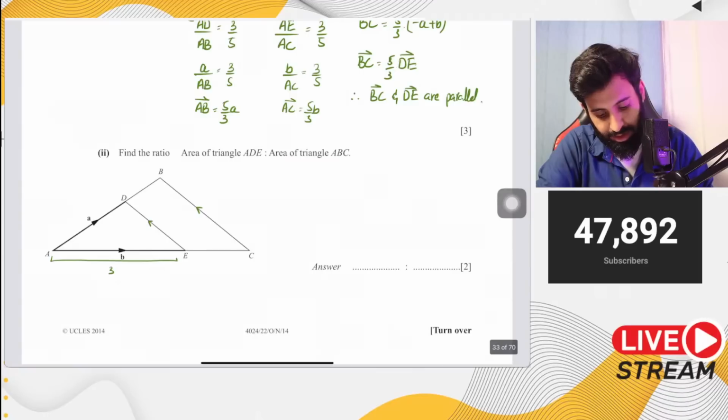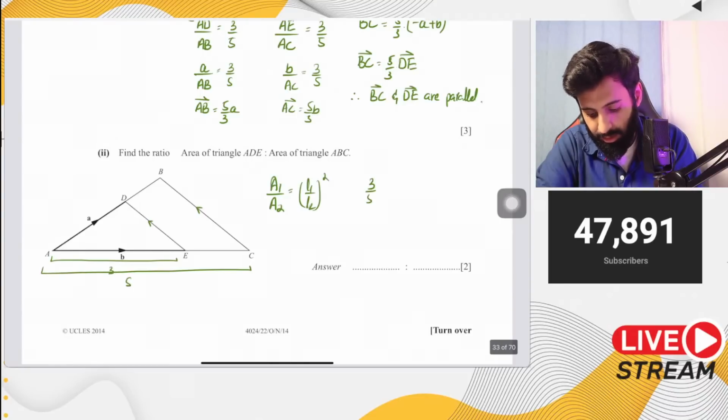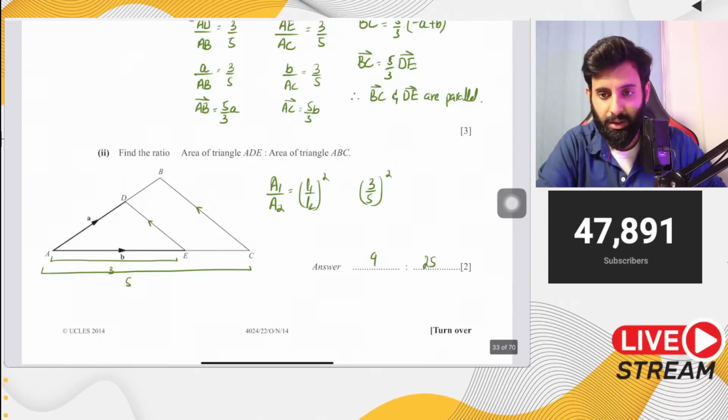ABC means the larger triangle, which is how many parts? Which is 5 parts. Now because they're similar, this is what we're going to use: A1/A2 equals (L1/L2) the whole thing squared. So that means (3/5) the whole thing squared, which is equal to 9:25. And there you go. That's your answer.